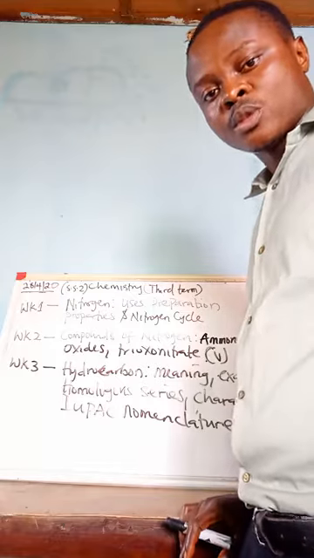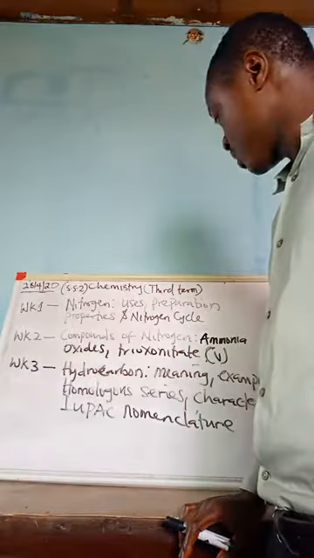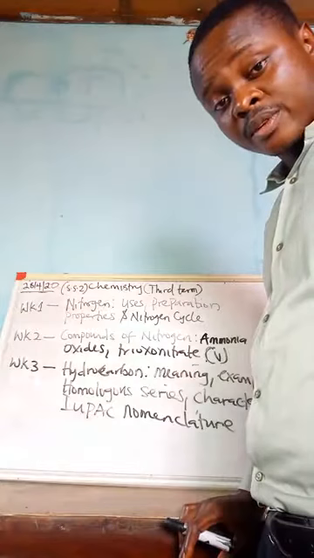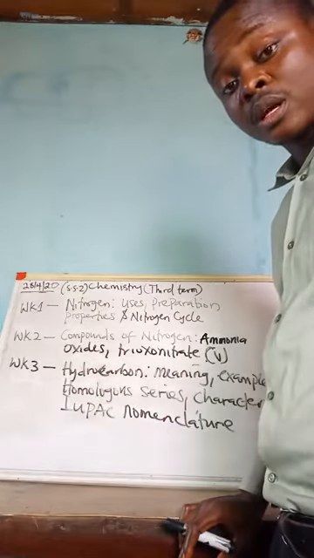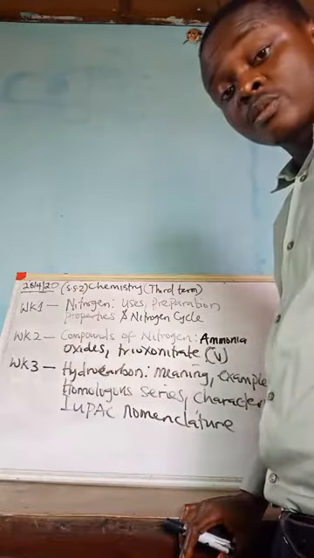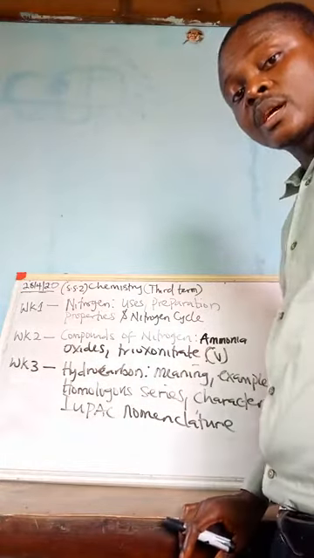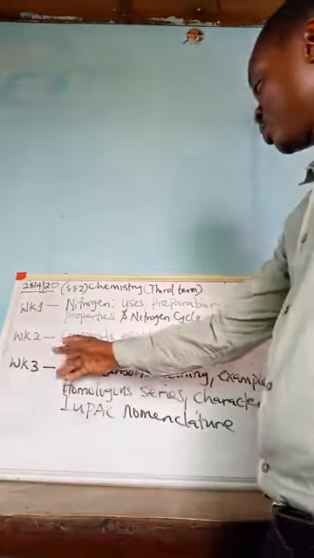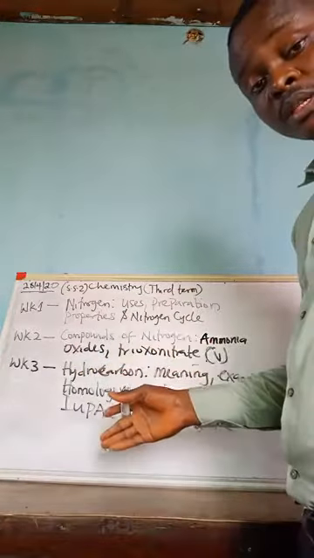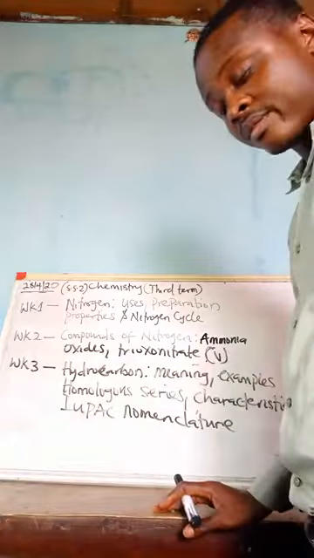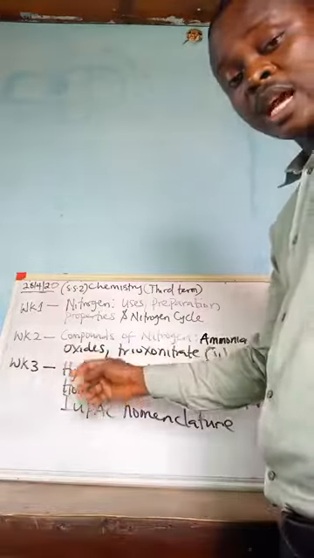Good day, class. Welcome to our SS2 third term scheme of work. We'll be looking at the first 3 weeks. In the first week of the third term, we're going to look at nitrogen: uses, preparation, properties, and the nitrogen cycle. Then in week 2, we're looking at the compounds of nitrogen, such as ammonia, the oxides of nitrogen, and trioxonitrate(V). Then week 3, we'll be looking at hydrocarbons.